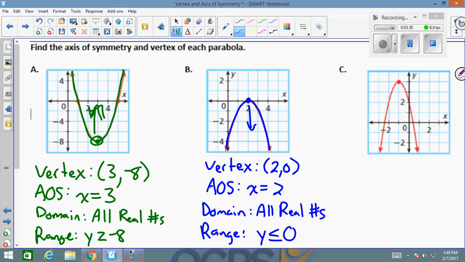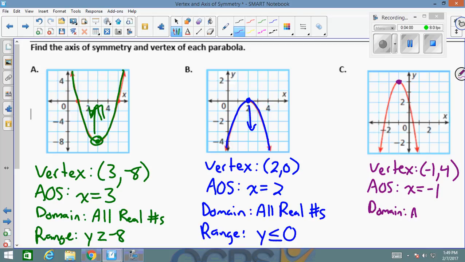Okay, first we're going to start with our vertex. Our vertex is going to be at the top of our graph because it's going down. That point is at -1, 4. Okay, the axis of symmetry is always x equals, and then we look for the x-coordinate of the vertex, which in this case is -1, so x equals -1. The domain is always all real numbers.